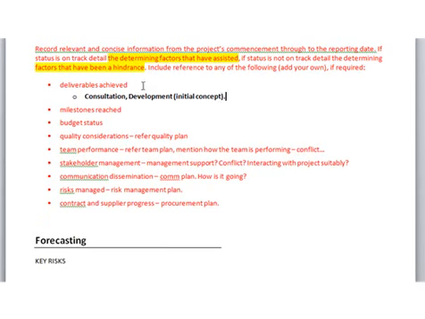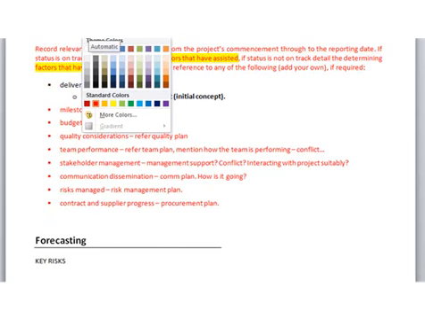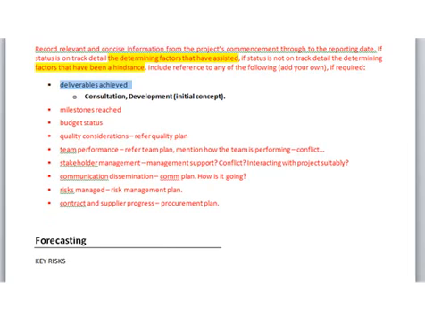I'm going to change deliverables achieved to black here. It's a good idea to keep your subheadings. That will make it easier for us to mark your work. So I'm just unbolding that one. So deliverables achieved: a consultation, development, and the initial concept.